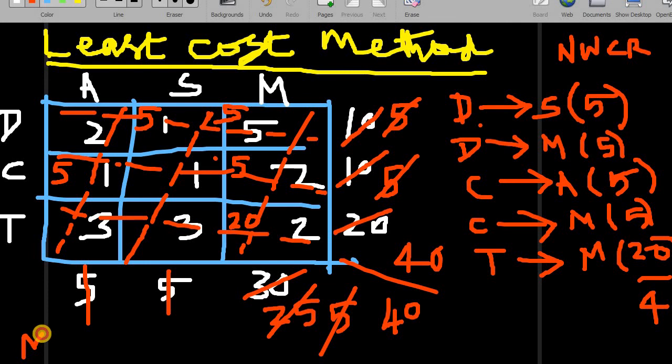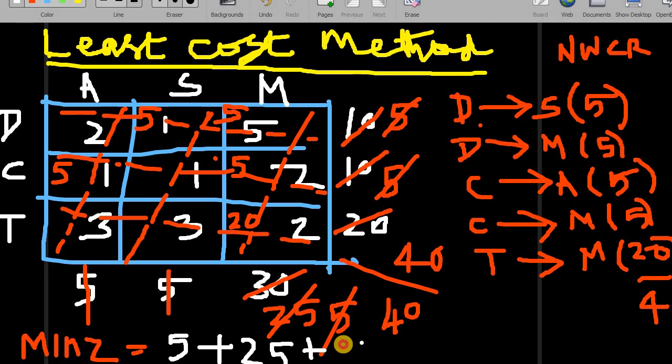So the total cost can be calculated like this: minimum z equals 5 into 1, 5, plus 5 into 5, 25, and then 5 into 1, 5, then 5 into 2, 10, and the last one 20 into 2, 40. That's all. 1, 2, 3, 4, 5.